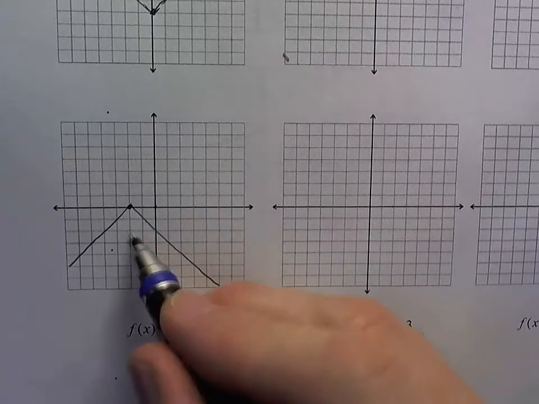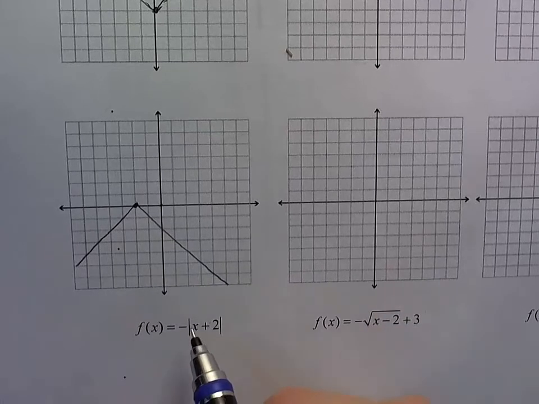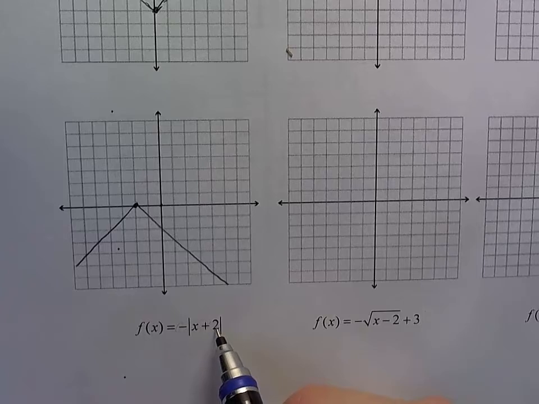Okay, so there's what the graph looks like. We've turned the graph upside down and we've shifted it to the left. Or another way to think of it is all the y's have been multiplied by -1 and all the x's have had 2 subtracted from them.